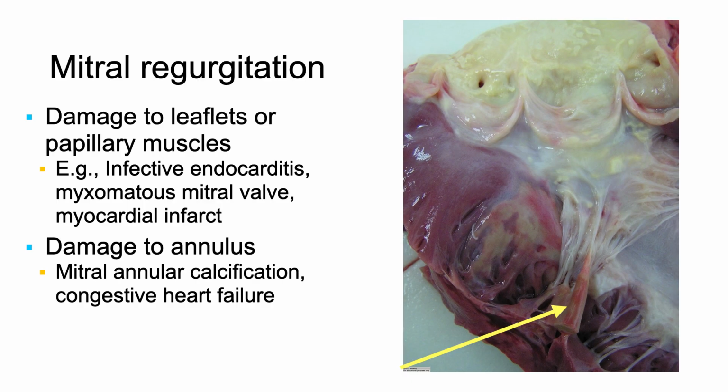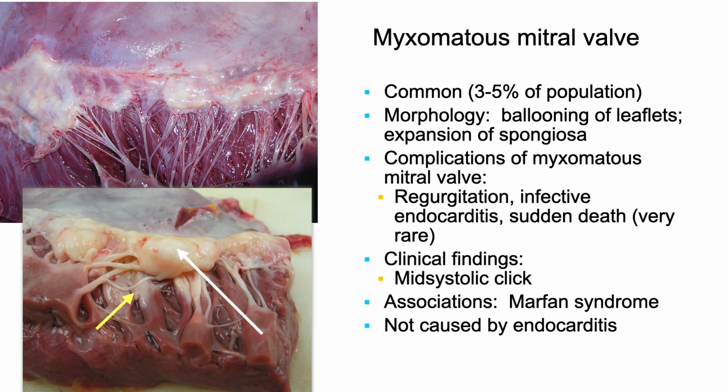Myxomatous mitral valve can do it, and infective endocarditis, just like on the aortic valve, if the vegetations are growing on it, they're going to affect its mobility, cause it to leak, or they can punch a hole through it. And then if you affect the annulus, like mitral annular calcification, congestive heart failure, dilated cardiomyopathy, you can dilate that, and the leaflets just don't come together the way they should, so the valve is leaky. So myxomatous mitral valve, like a bicuspid aortic valve, are very common. A relatively large number of the population has them.